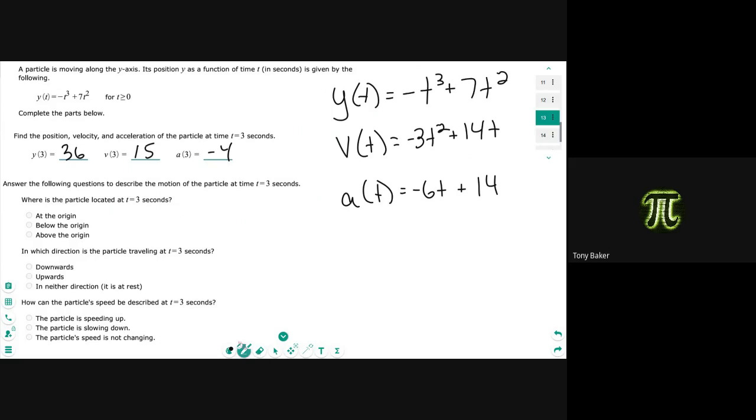All right. So where's the particle located at t equals 3? At, below, or above? Above. It's a positive, negative thing. That's all you're looking at for this one. So if it's positive, it's above, upwards, speeding up. If it's negative, it's below, downward, slowing down. And if it's 0, it's not changing.